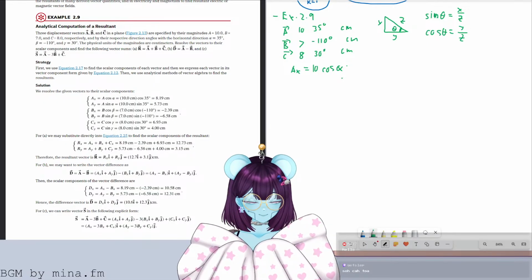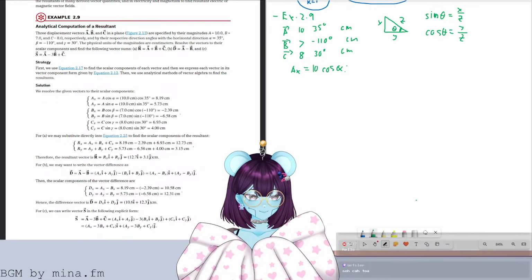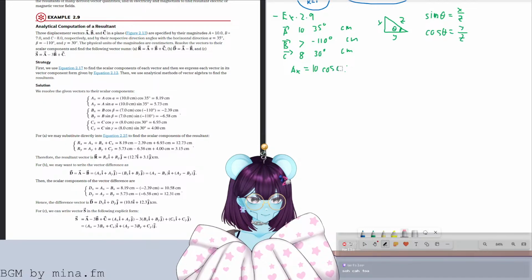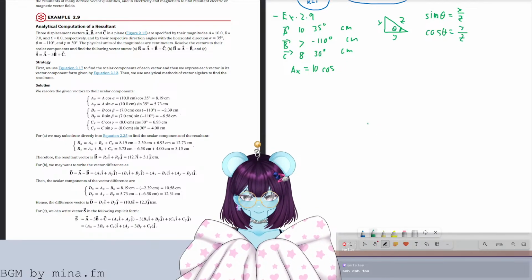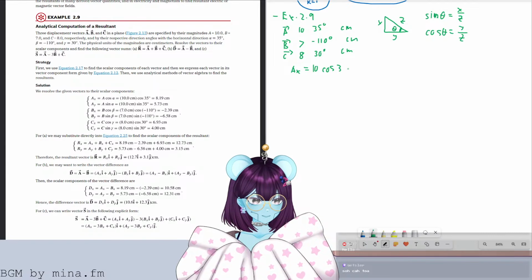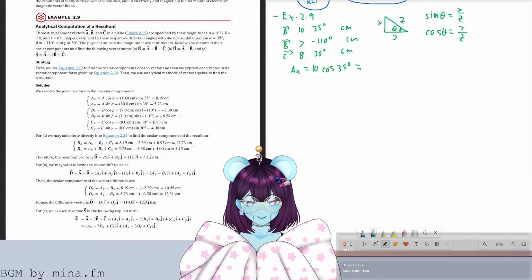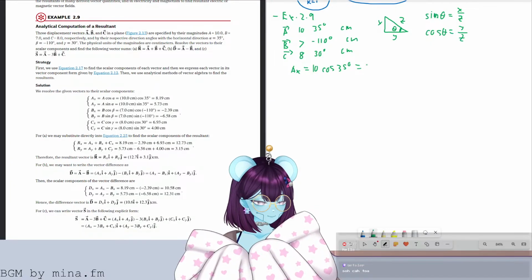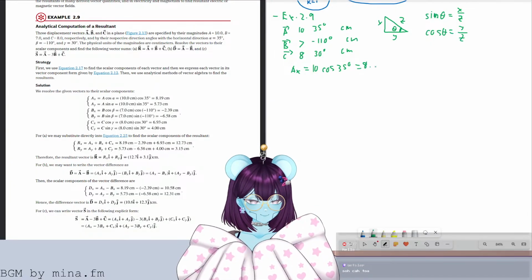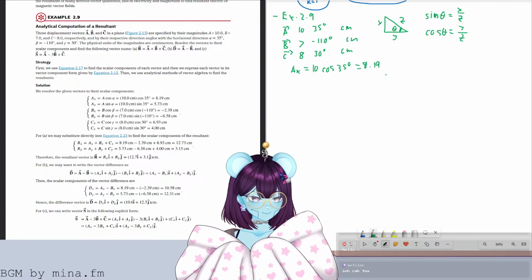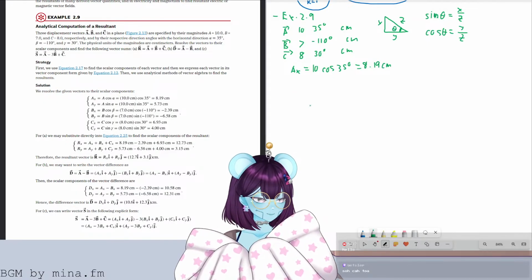So we get, oh, what happened? I can't go back? Should be 35 degrees. And then I'm not going to calculate this because I don't have my calculator with me, but we'll have this. I'll just trust their calculations.